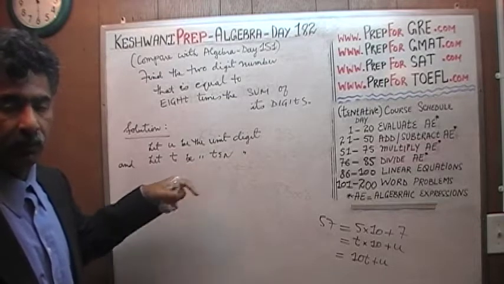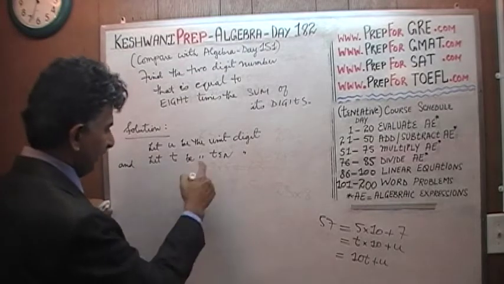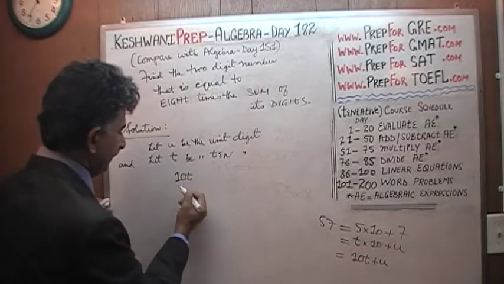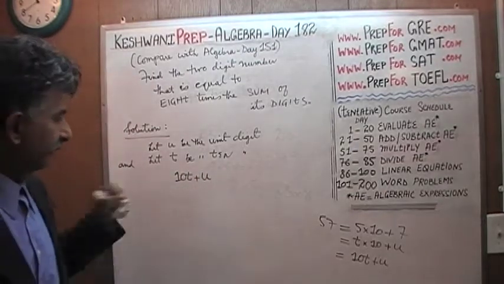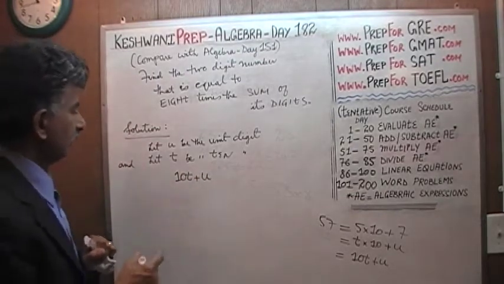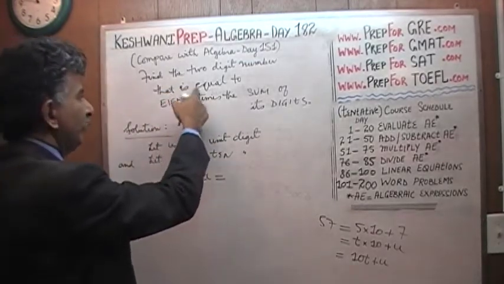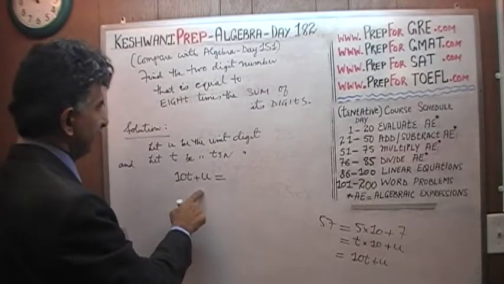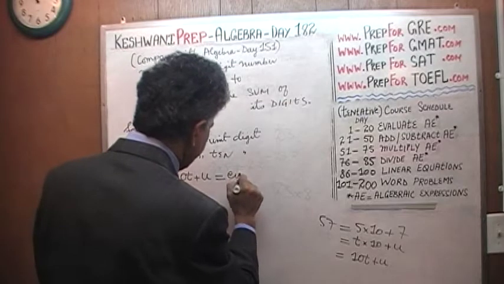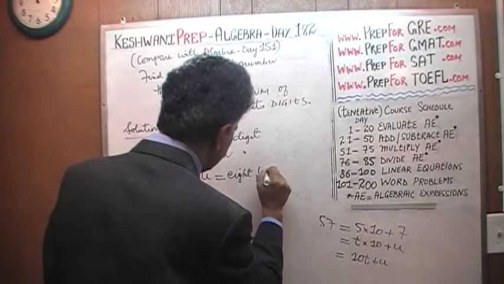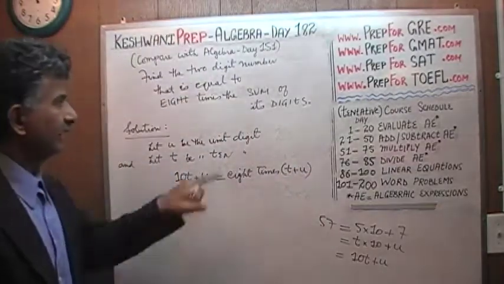And if that were true, then the number that we're looking for could be represented as, since t is the 10 digit, 10 times t plus the u. That is our number. That's what we're looking for. We have to find the value of t and u. And we are told that this number equals 8 times the sum of its digits, which is 8 times t plus u.